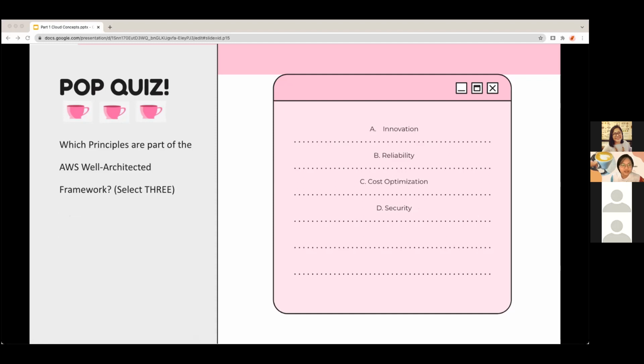Okay, next, another question. Which principles are part of the AWS Well-Architected Framework? Select 3. A, innovation, reliability, cost optimization, security. So you have 3 answers here. You have another point in your exam, the correct answer is reliability, cost optimization, and security. Nice. Okay, are there any questions, or can we move to the next?